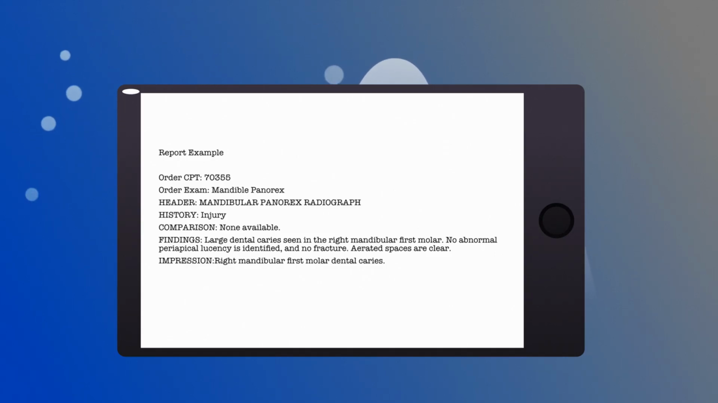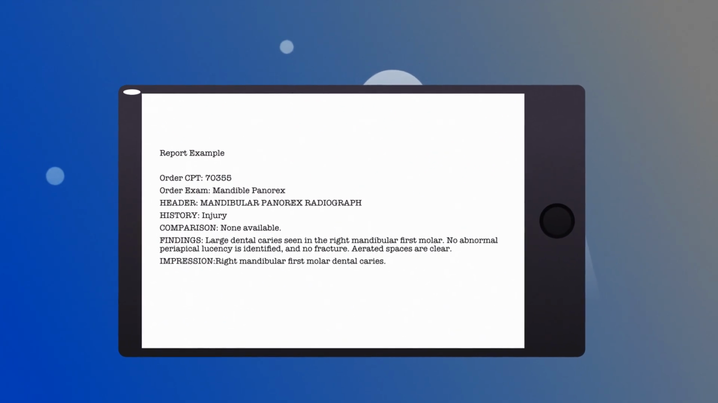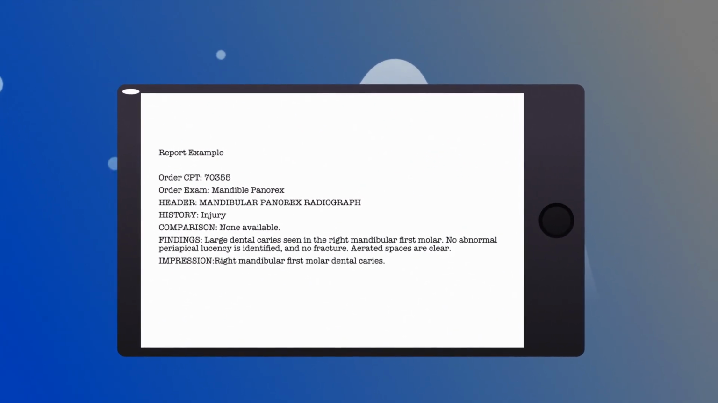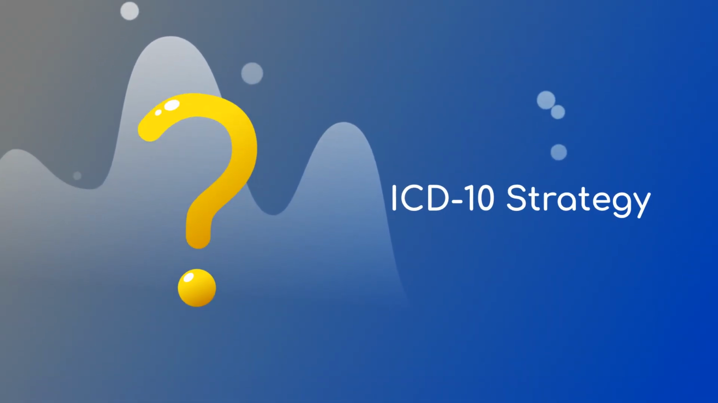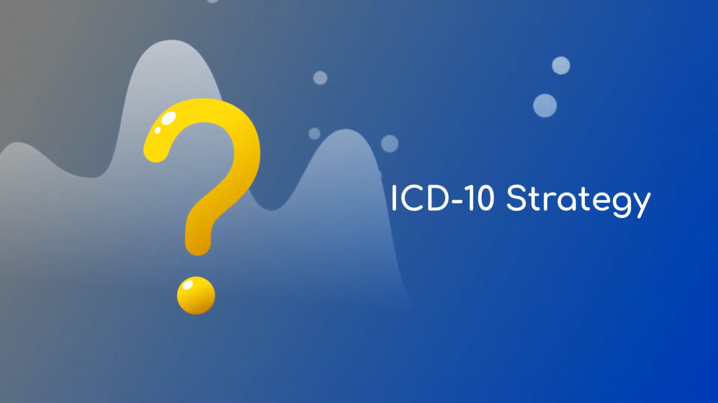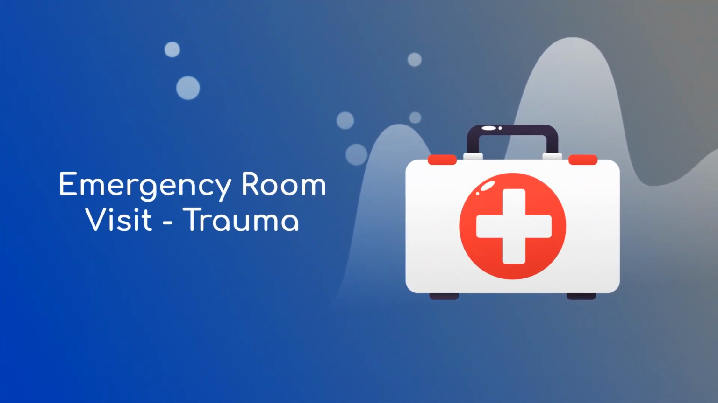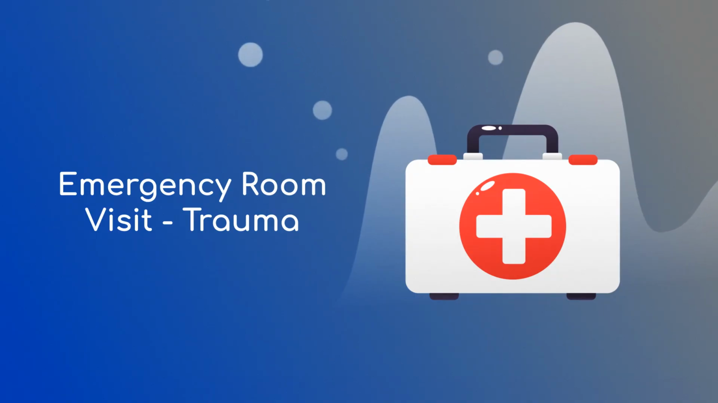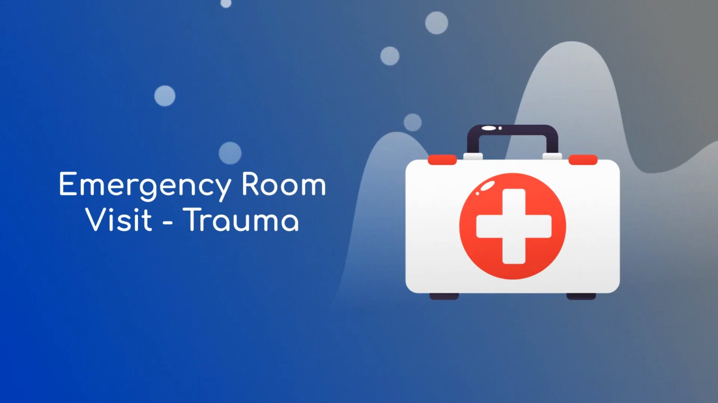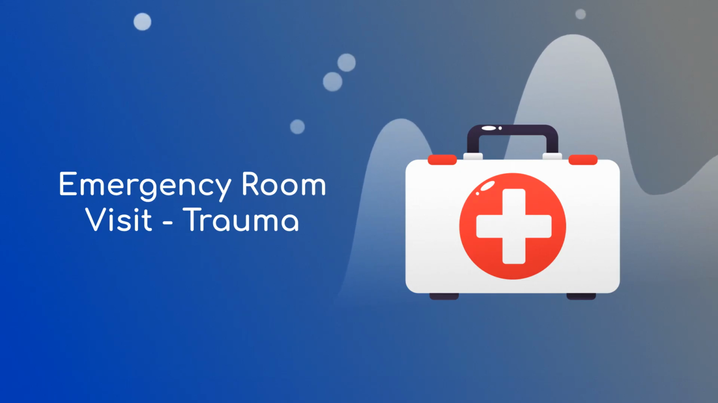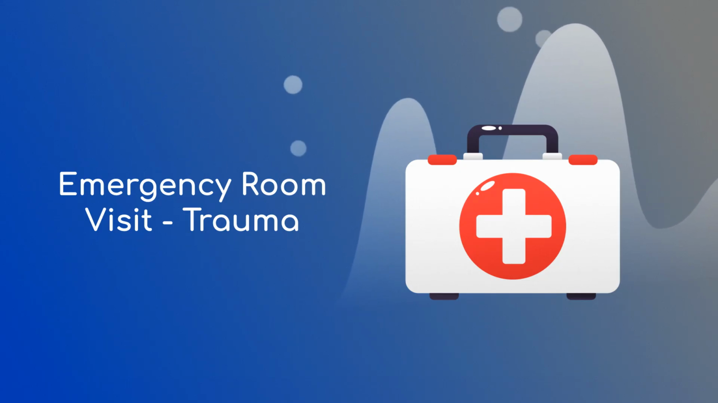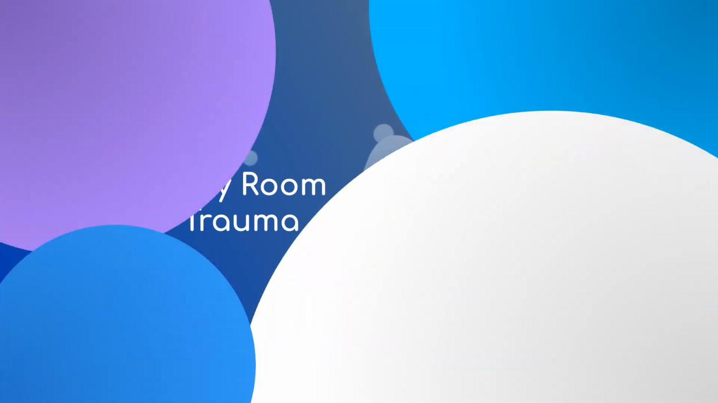This structured format highlights the anatomical focus, any pathology, and relevant negative findings, all of which support accurate CPT code assignment. Let's review the ICD-10-CM coding for this emergency department Panorex report. The exam was ordered for injury, but the radiology report documents large dental caries in the right mandibular first molar, no fracture, no abnormal lucency, aerated spaces are clear. Although tooth decay was noted, there was no evidence of traumatic injury, which was the reason for the exam.